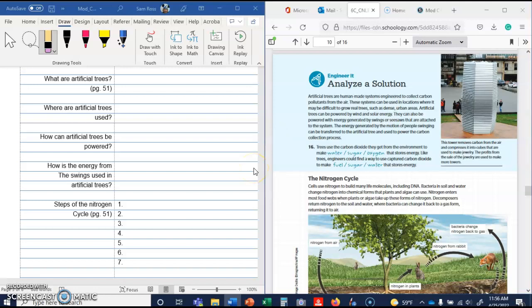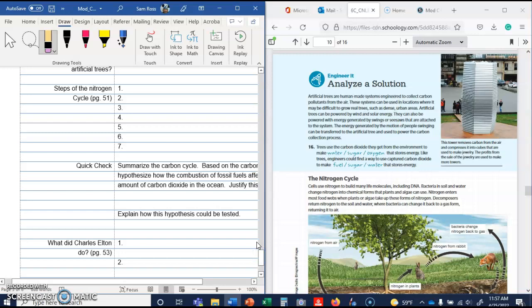And then how is the energy from the swings used in artificial trees? What kind of swings am I talking about? They can also be powered with energy generated by swings or seesaws attached to the system. The energy generated by motion of people swinging can be transferred to the artificial tree and used to power the carbon collection system. So what they could do is they could tie this into, say, a swing set or a park of some kind, a seesaw or something, and as people played on those items, it would transfer the energy of motion to this artificial tree so that it could power the carbon collection process. Pretty cool.